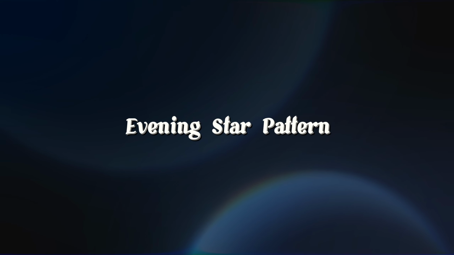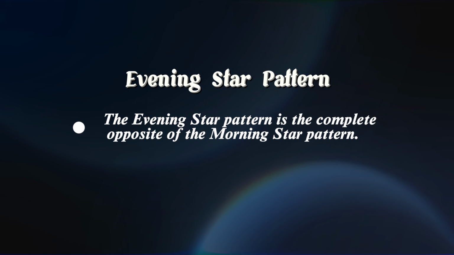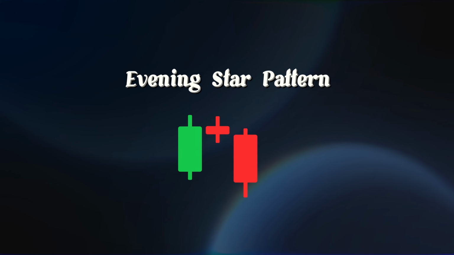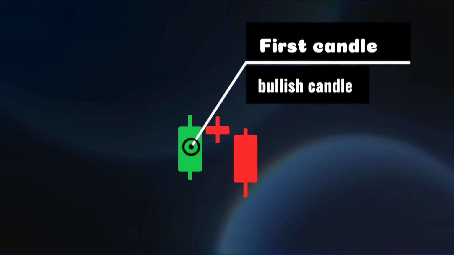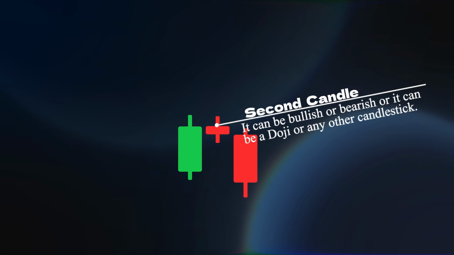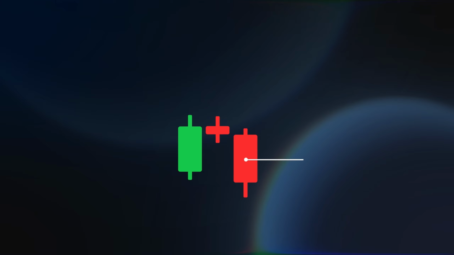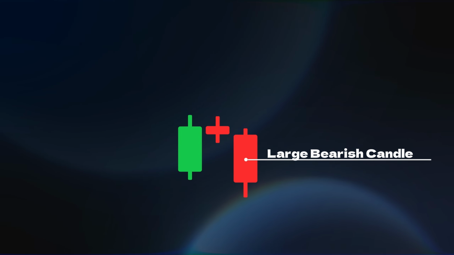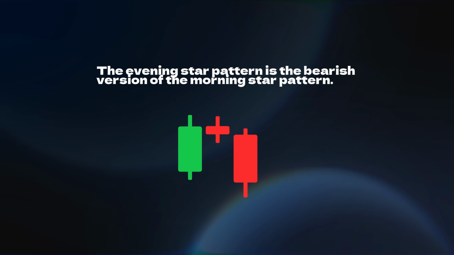Evening star pattern. The evening star pattern is the complete opposite of the morning star pattern. Here we have a 3-candle pattern. The first candle is a bullish candle. The second candle is a small candlestick. It can be bullish or bearish, or it can be a doji or any other candlestick. The third candle is a large bearish candle. In general, the evening star pattern is the bearish version of the morning star pattern.